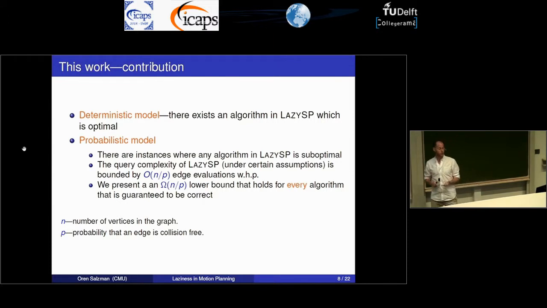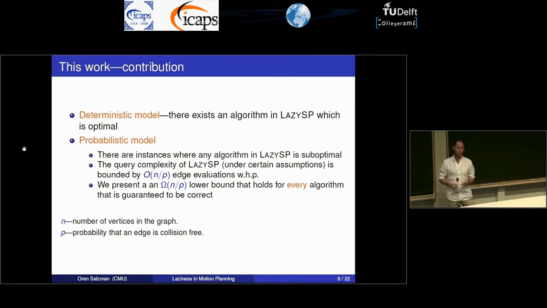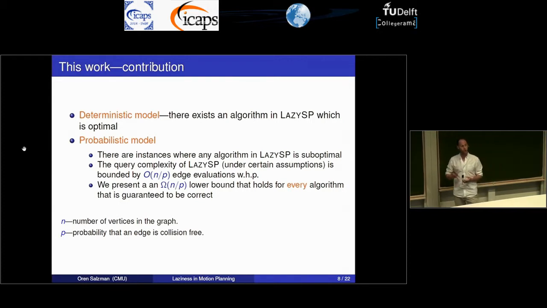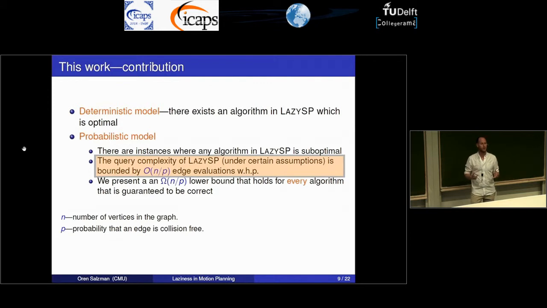On the other hand, we show that we can bound the query complexity of LAZYSP by roughly n over p. And we present a matching lower bound of omega of n over p for every algorithm that is guaranteed to be correct. So the take-home message is that while it's not optimal, asymptotically the algorithm is optimal for this probabilistic model. Now, as I mentioned, the work is a bit technical, so I'm just going to give you a flavor of the results, and I'm going to concentrate on the query complexity of LAZYSP.